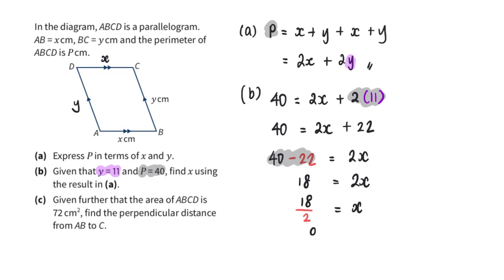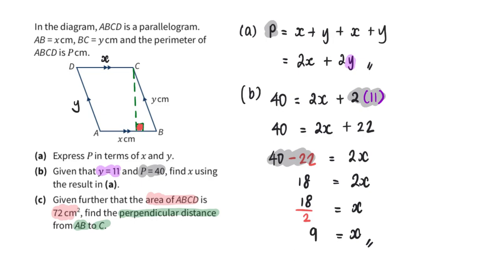So the final answer, my x is equals to 9. Last part, given further that we have the area of ABCD as 72, find the perpendicular distance from AB to C, which means that it is this particular length that we are required to find.